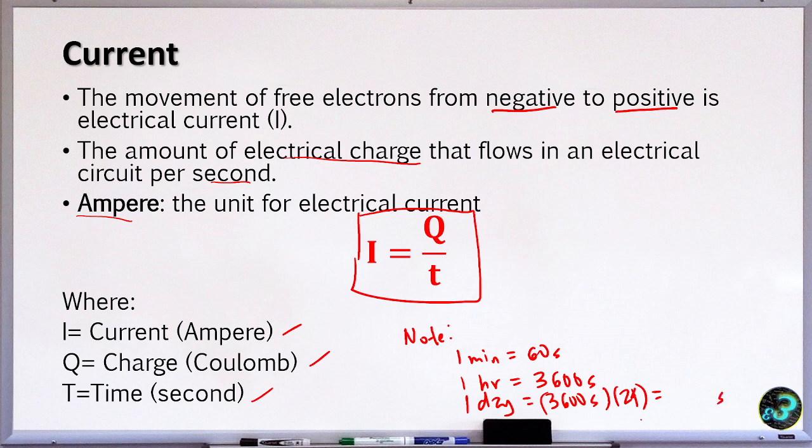For 1 month, you just multiply by 30. For 1 year, you just multiply by 365 days. So that is how we are going to convert time that is not in seconds into seconds.